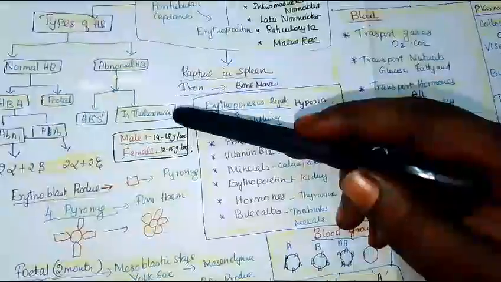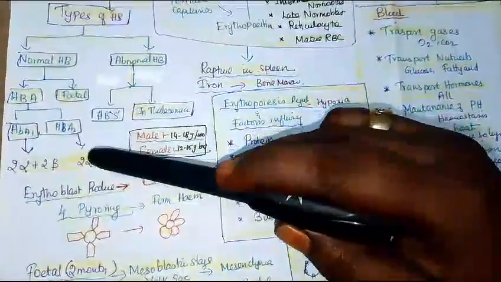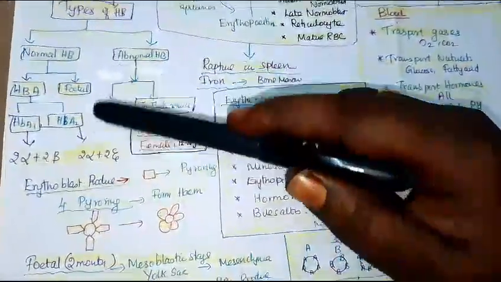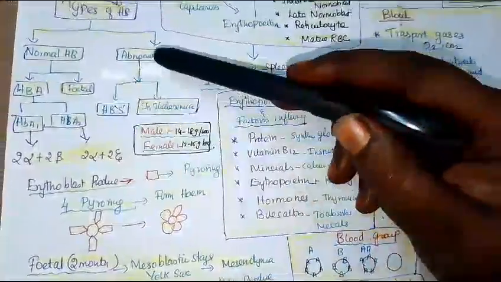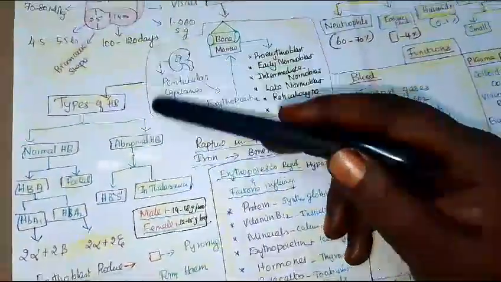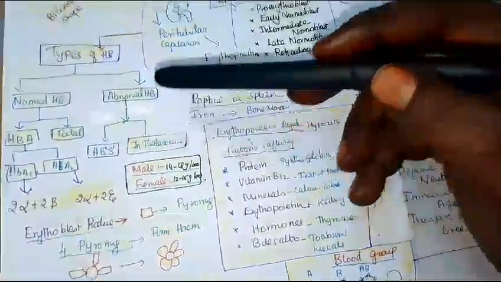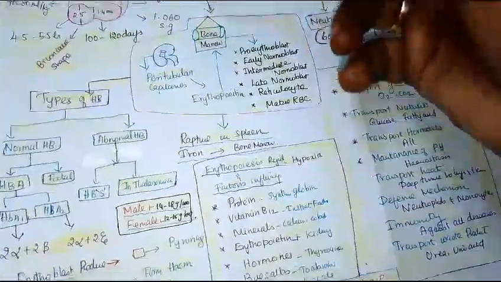So what are the types of RBC? Normal hemoglobin and abnormal hemoglobin. How is hemoglobin made? Alpha, beta and gamma chains make the combination. If any is abnormal, the shape will differ. It is not like this. Sometimes it is a spherical shape, or sickle shaped. The shape will be different, so it cannot carry out its function.